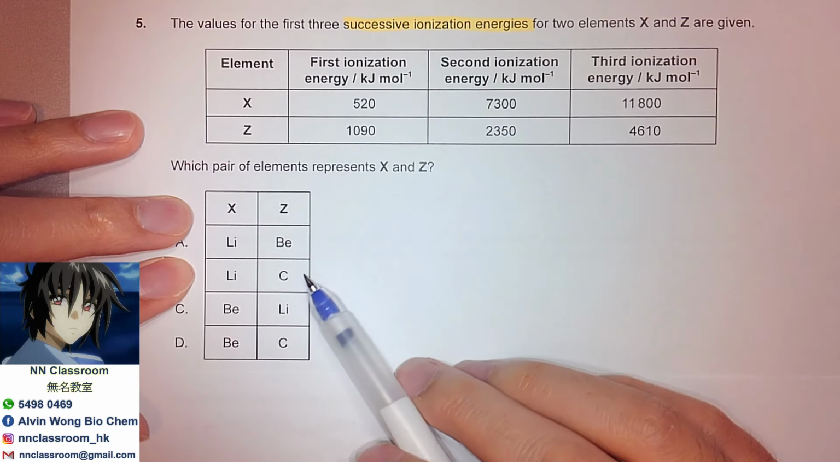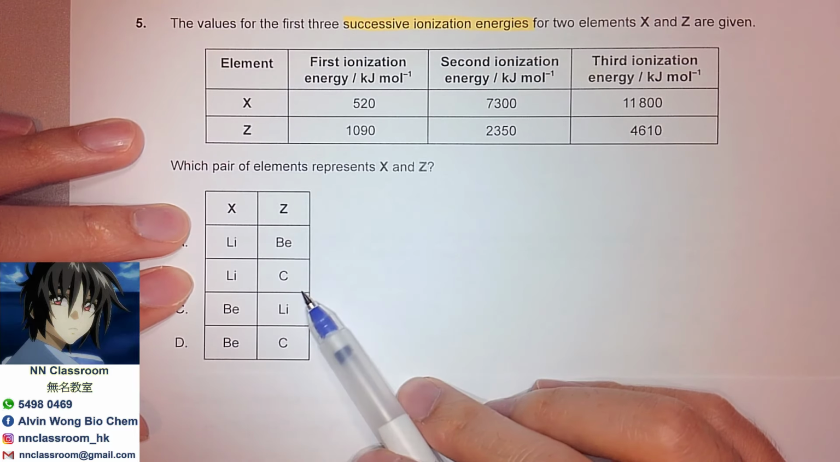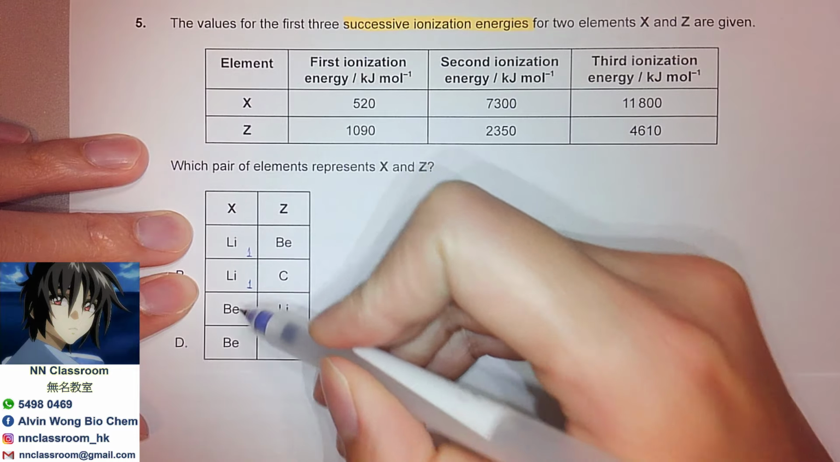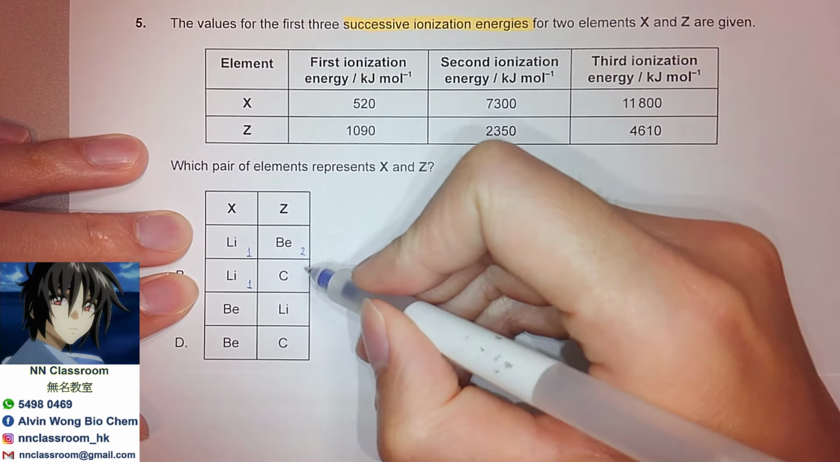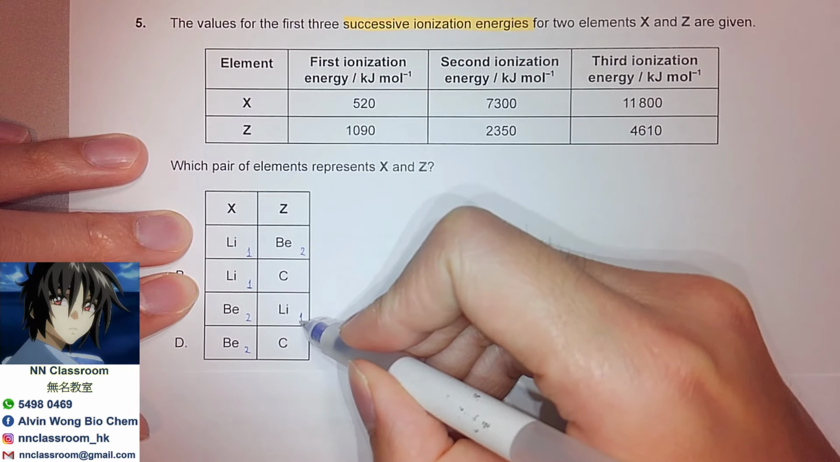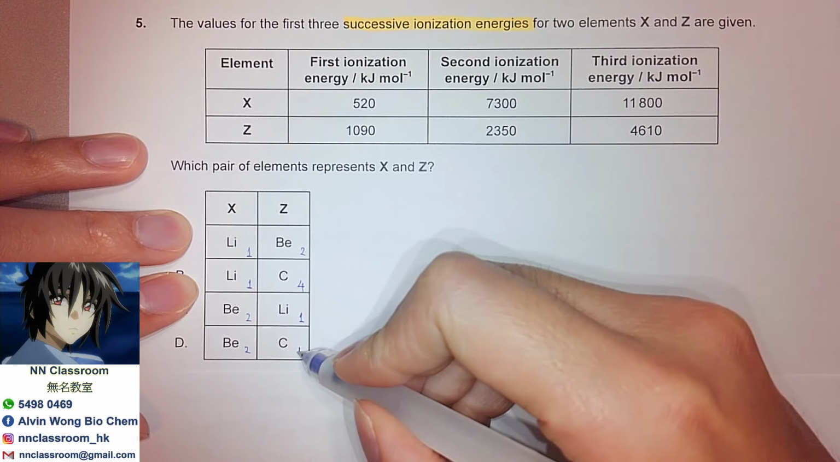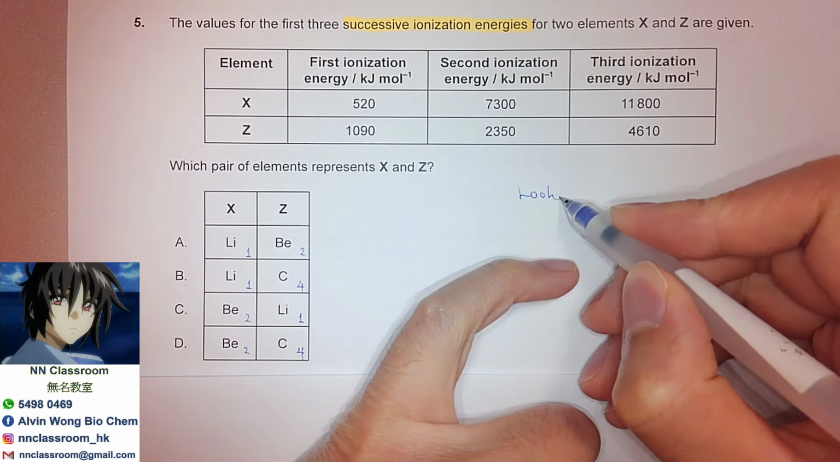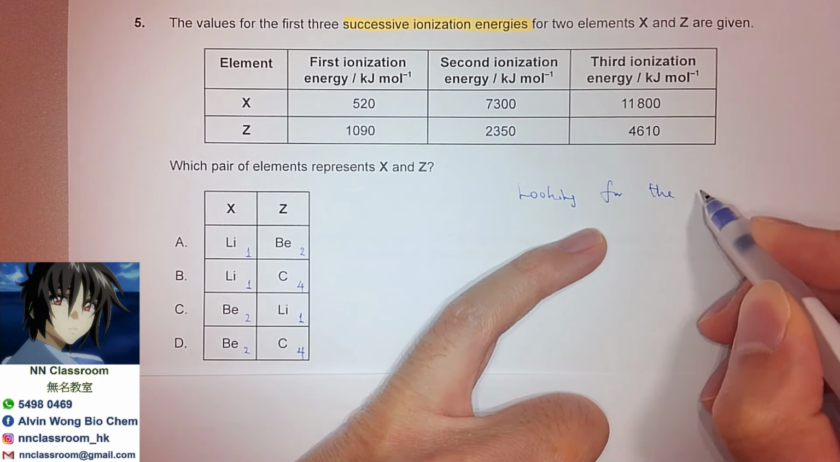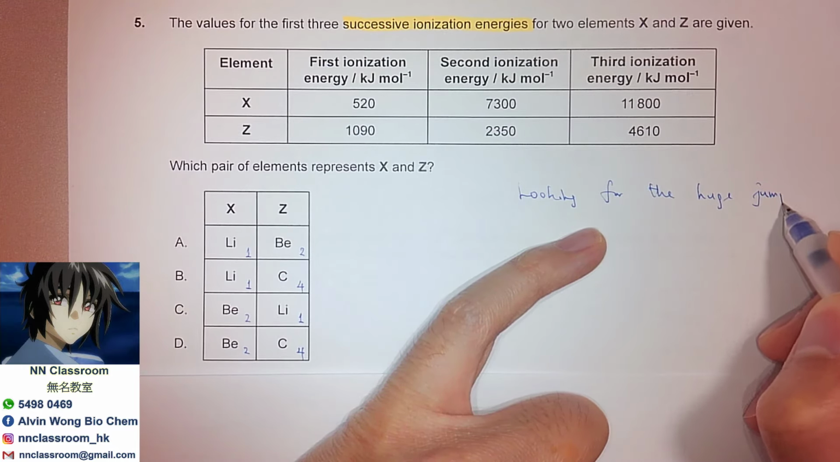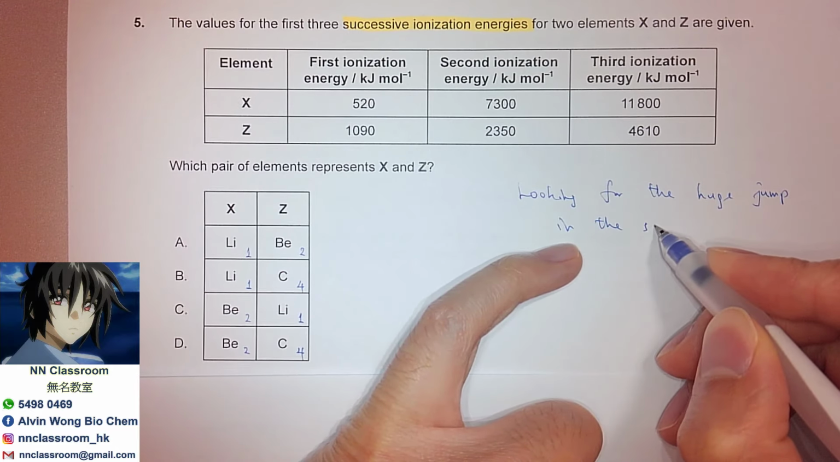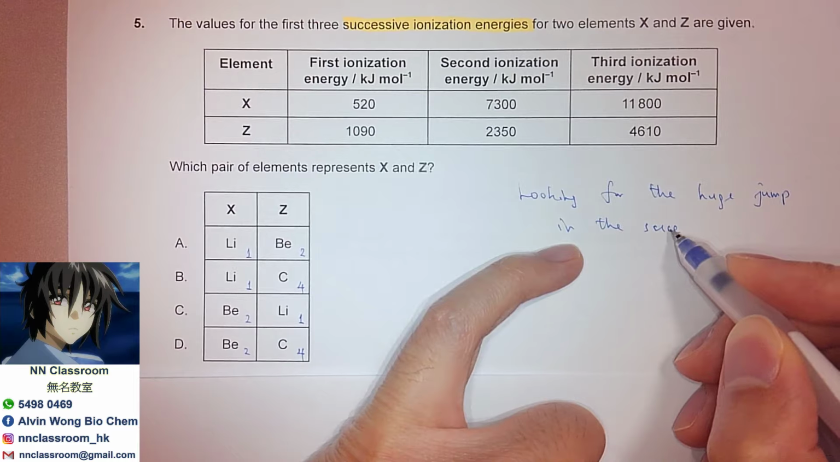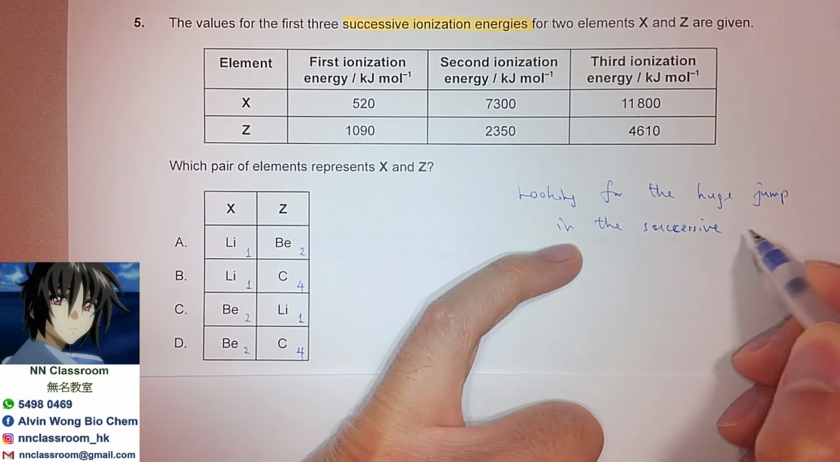First of all, we can identify the group number of each element. Lithium is group 1, beryllium is group 2, and carbon is going to be group 4, according to the periodic table. Now the technique is, remember, we are always looking for the huge jump in the successive IE.